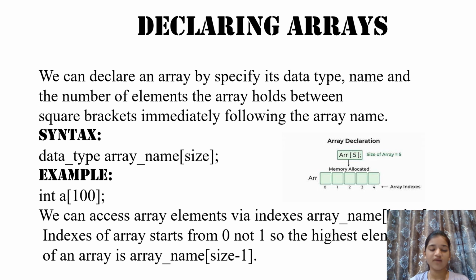Declaring arrays. We can declare an array by specifying its data type, name, and the number of elements the array holds between square brackets immediately following the array name. Syntax: data type array name[size]. Example: int a[100]. We can access array elements via the array name and index. The index starts from 0, not 1. So the highest element of an array is array name[size - 1].